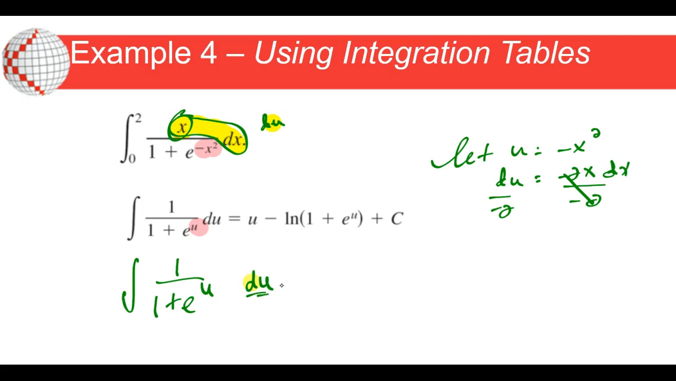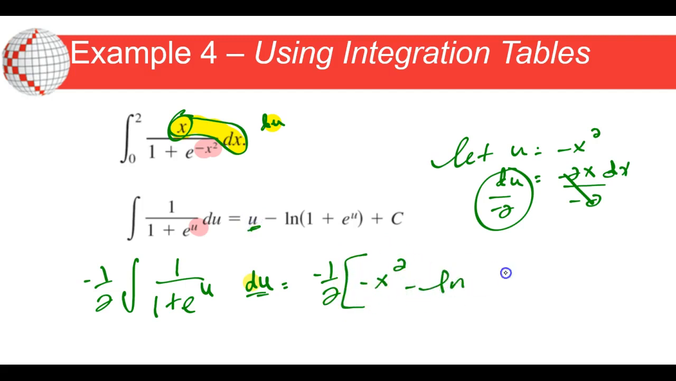So integrating this using this formula, remember I have this negative 1/2 hanging out front, so I better keep that. Negative 1/2 just stays out front. And then my u term is negative x squared, minus the ln of 1 plus e to the u, which is negative x squared, plus c.